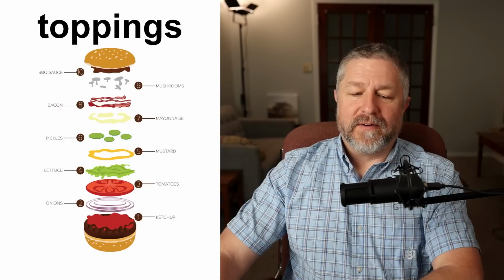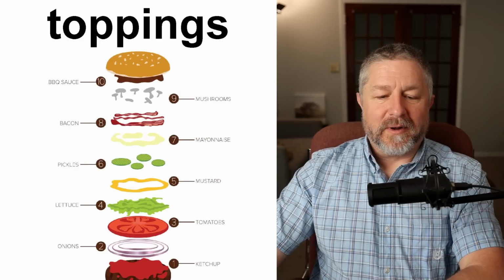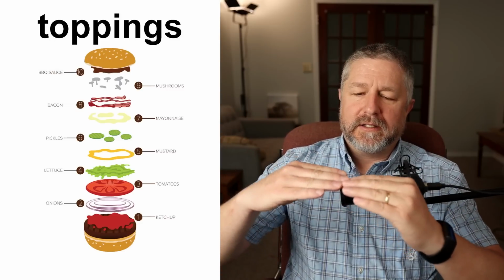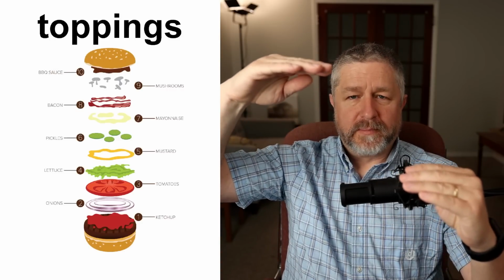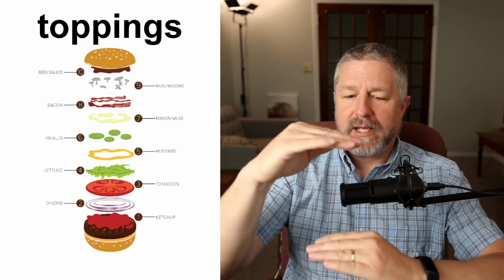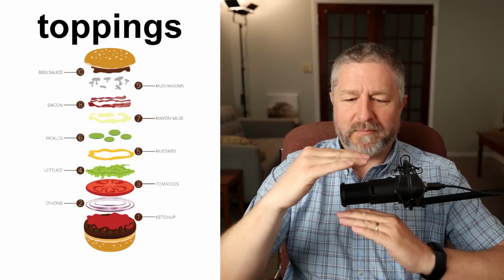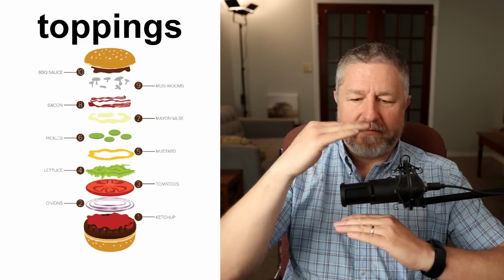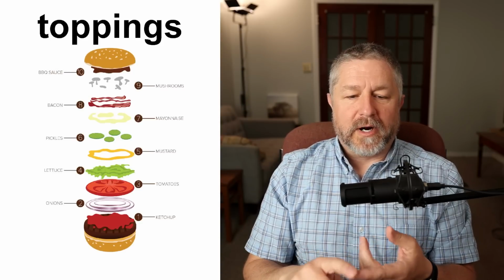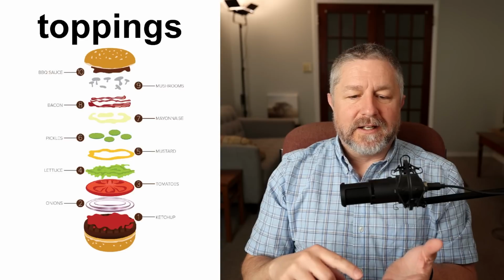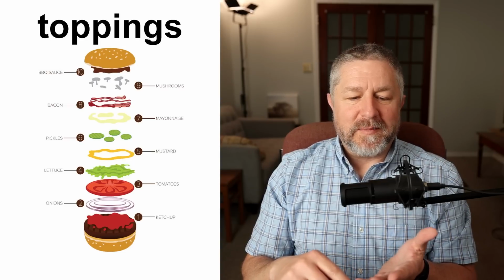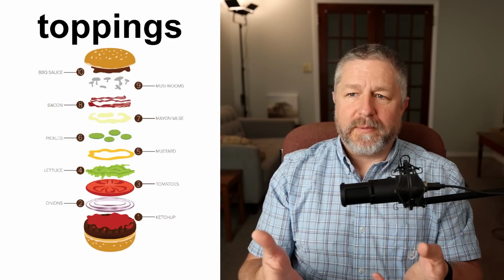Toppings. So this is kind of a funny one. The word toppings makes it sound like these things are on the very top. So when you have a hamburger, you put different toppings on it, but they are actually inside the hamburger. Let's pretend the microphone is the patty. So you have a bun, and then right here you have the toppings. So you might have barbecue sauce, mushrooms, bacon, mayonnaise, pickles, mustard, lettuce, tomato, onion, ketchup. Those would all be toppings.